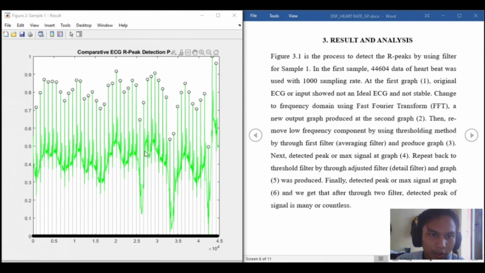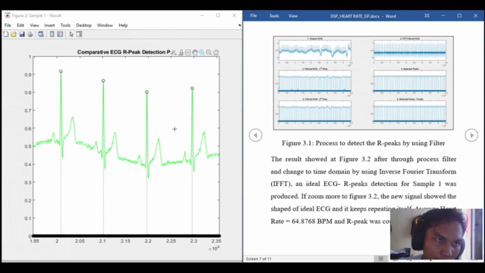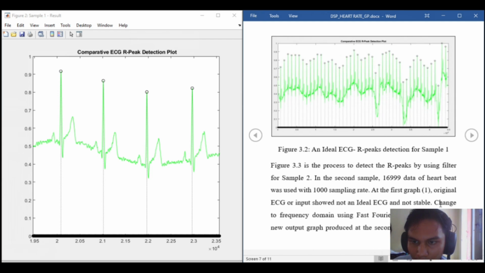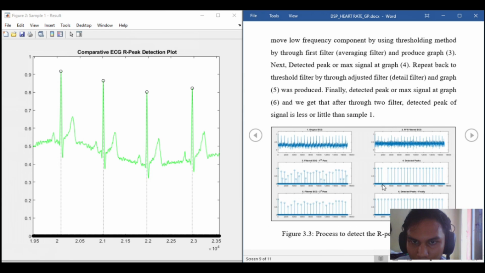If we zoom in on sample 1, we get this graph with the ideal R peaks. For sample 1 we get 47 R peaks, and the heart rate is 54.87 BPM. Next, for sample 2, it is the same process but a different result.